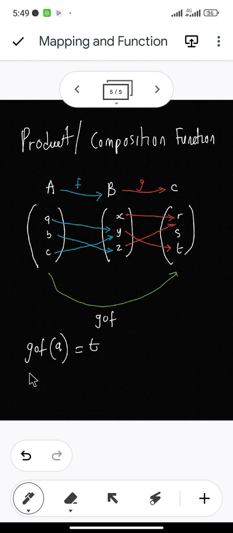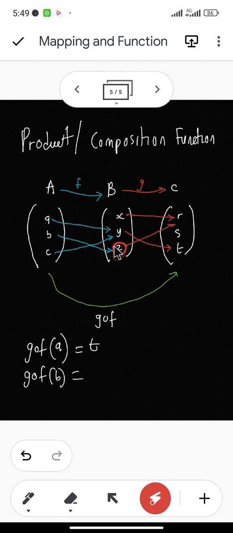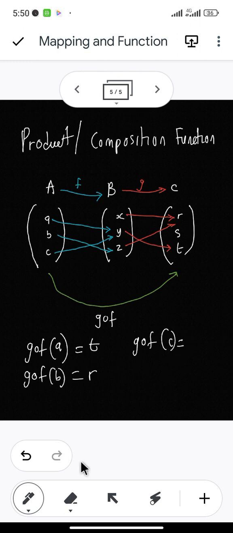So the next, G of F of B gives us, now you trace again. It gives us B, but that's not what we're looking for. It gives us Z. So Z is linked to R, so we have R. Now, thirdly, G of F of C is going to give us what? Now you map it. C is linked to Y, and Y is linked to T.